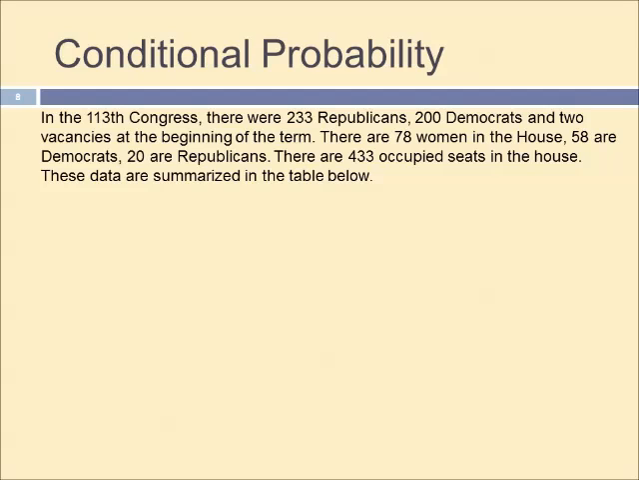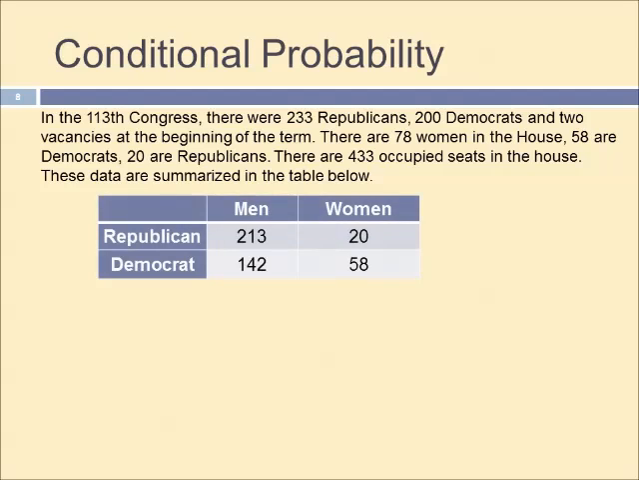Now we're going to talk about conditional probability. So suppose, in the 113th Congress, there were 233 Republicans, 200 Democrats, and 2 vacancies at the beginning of the term. There are 78 women in the House, 58 are Democrats, 20 are Republicans. There are 433 occupied seats in the House. So we'll summarize this in this table.